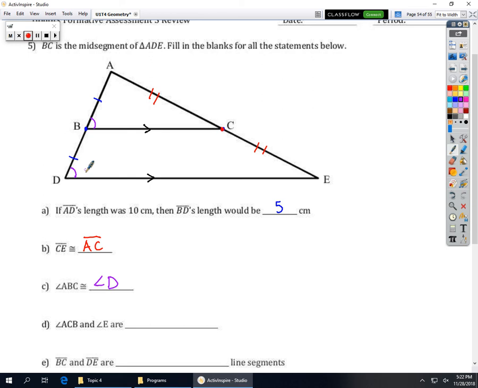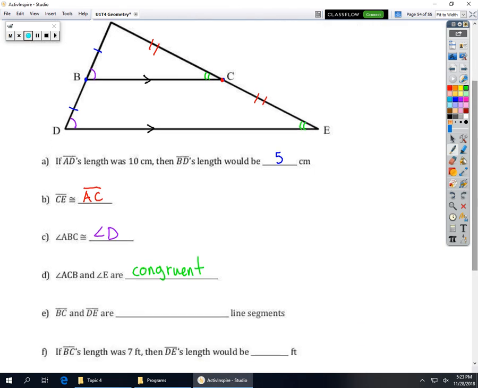Angle D. What about ACB? ACB, I'm running out of colors. ACB is congruent to, oh, this one again. Angle E. Yeah, they're congruent. They're corresponding angles. So they are congruent. BC and DE are blank line segments. So remember, I marked this symbol. We know they are parallel. If you have a mid-segment of a triangle, it is always parallel to the third side. So they are parallel line segments.